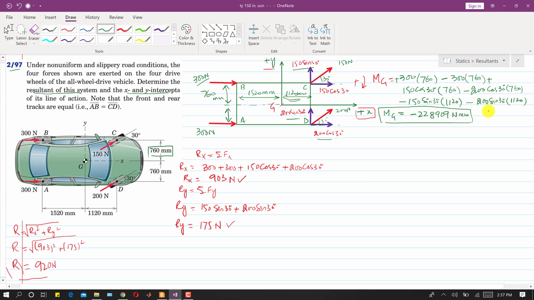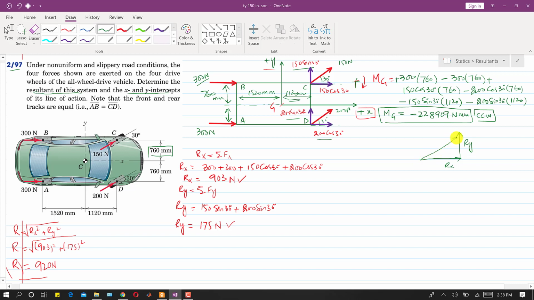Since this is negative, this moment is counterclockwise, as we assumed that the clockwise moment is positive. As we know, our x is positive, this is our x, and our y is also positive.